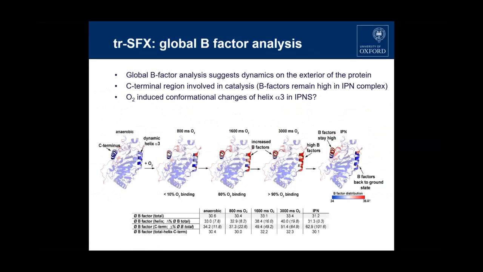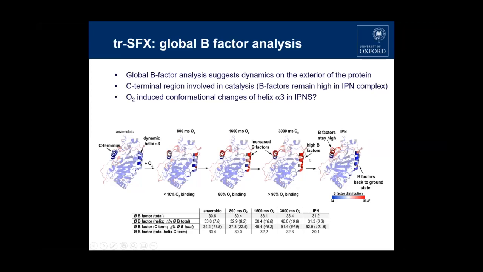We also had a look at the global B factors of these data sets, and we saw surprising changes in two regions. On the one hand, in the heat map of the anaerobic data set, there's pretty much nothing going on. Then I'm just highlighting the 800 millisecond, 1.6 and the 3-second data set here. You can see that these particular regions have increased. The B factors have increased drastically. Whereas the C-terminal region stays high in the product complex, the alpha-3 region goes back again to lower B factors. So the alpha-3 region gets more ordered.